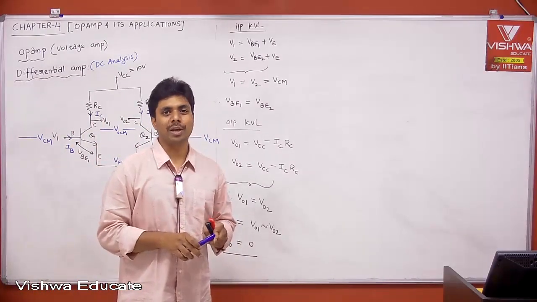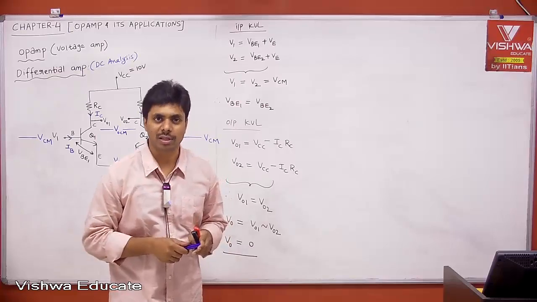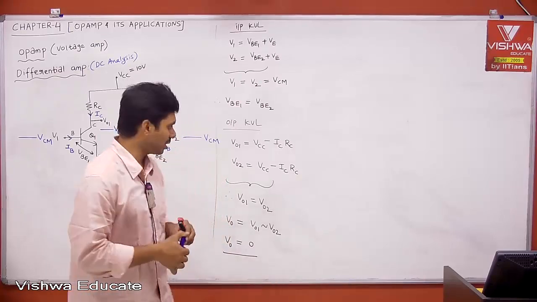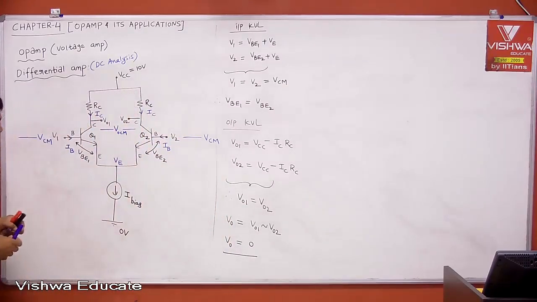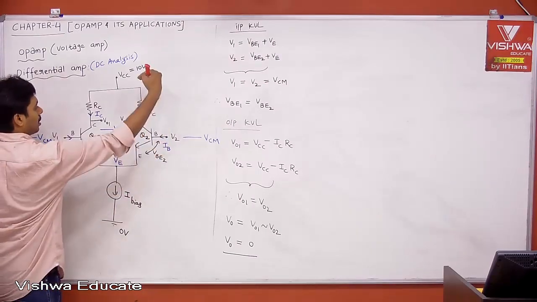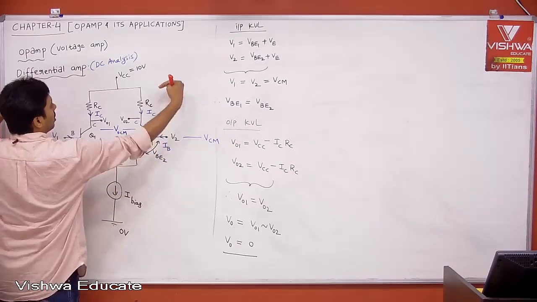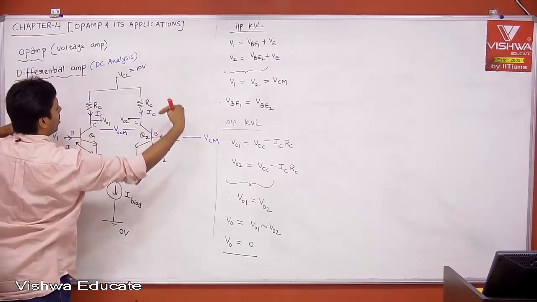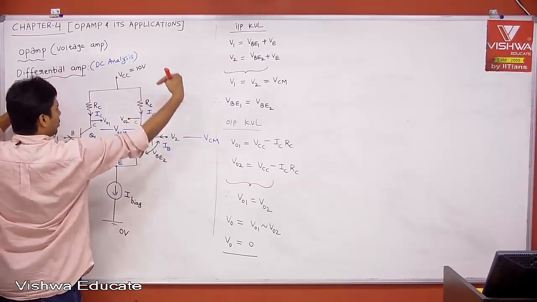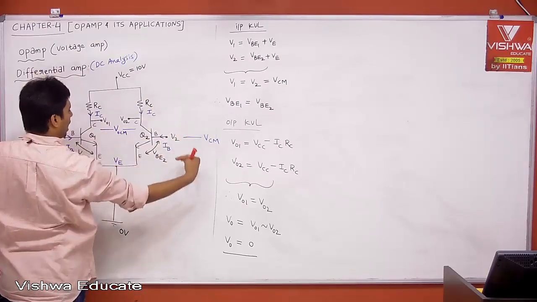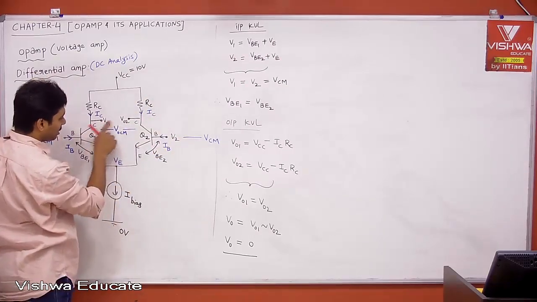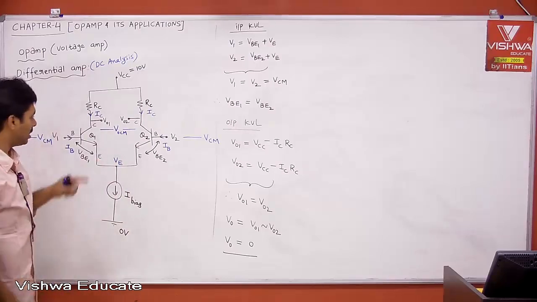Now, let me explain how it is rejecting common mode signals. Now, let us say I'm increasing the common mode voltage. Common mode voltage means I'm increasing both V1 and V2 at the same time. Therefore, your common mode voltage is increasing or decreasing because of the same input. When you increase both of them at the same time, I don't want to see a change in V01 and V02.